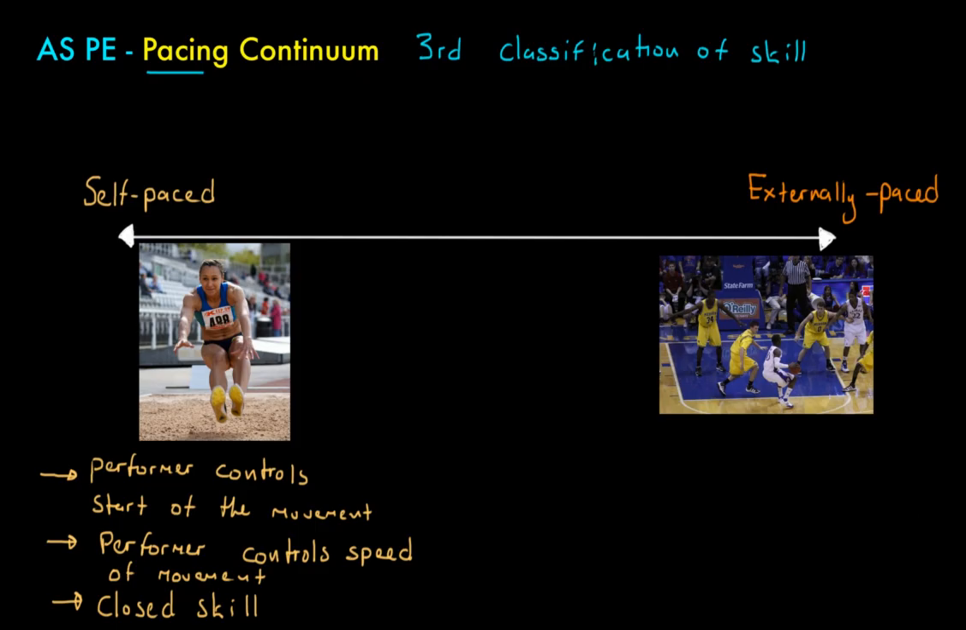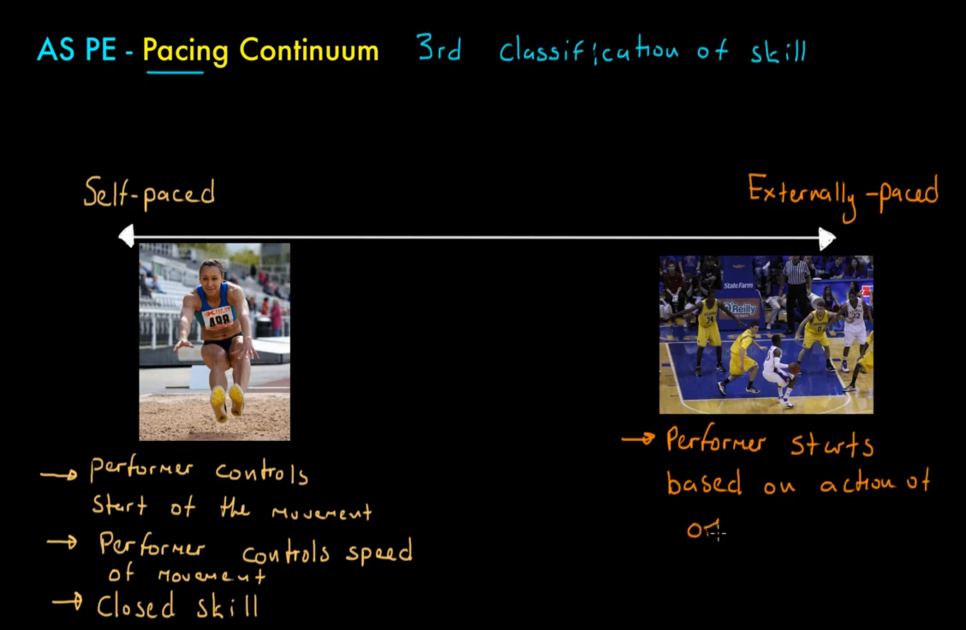So what does that then mean for our externally paced skill? Obviously, we're going to get a lot of the opposite of what we just said with self-paced, but let's make sure we get our language correct. So I like this statement. See if you can learn this statement very carefully, very accurately, and very deliberately. We would say the performer still starts the movement, so the performer starts based on action of others. Now think about that. Performer starts based on action of others.